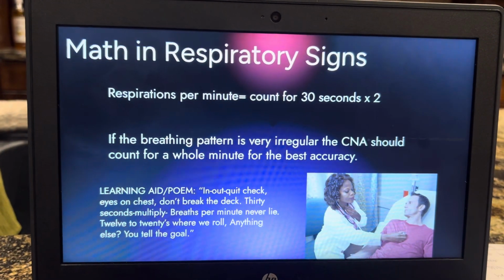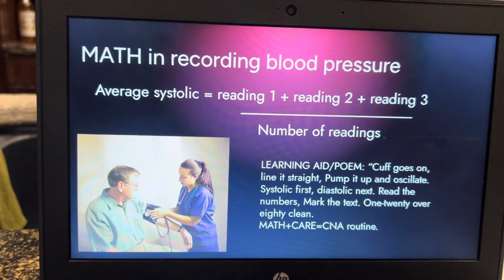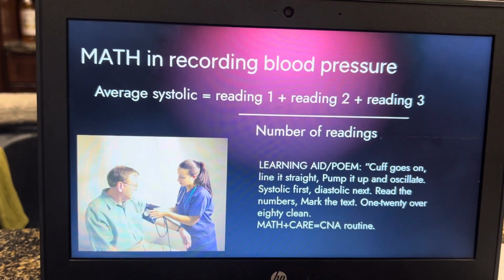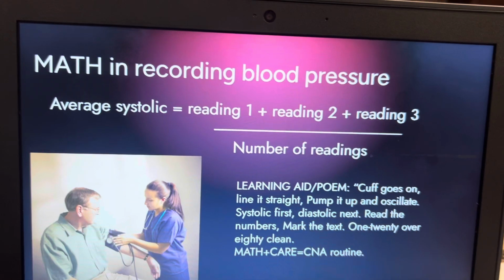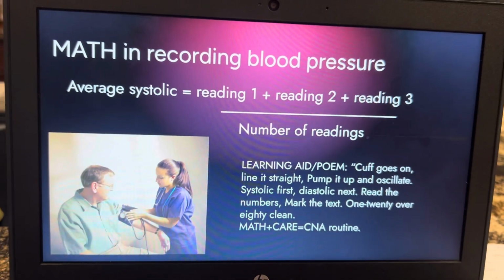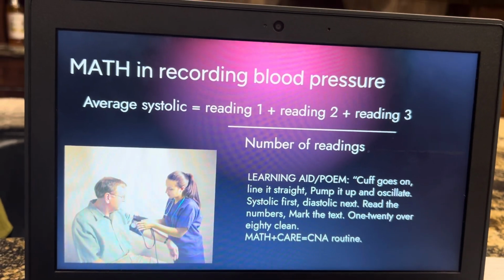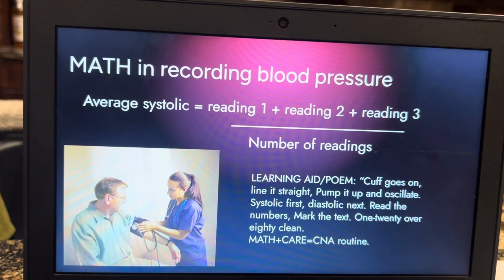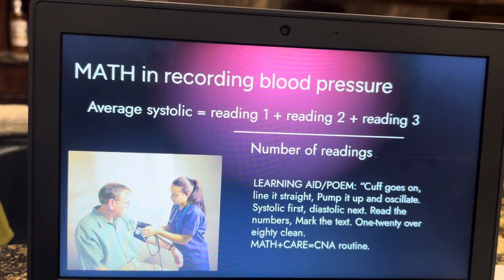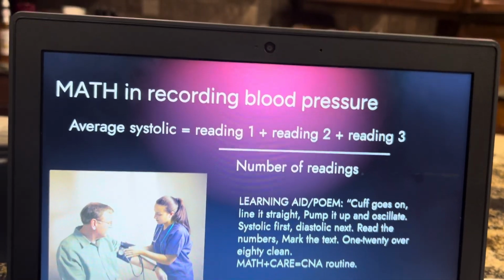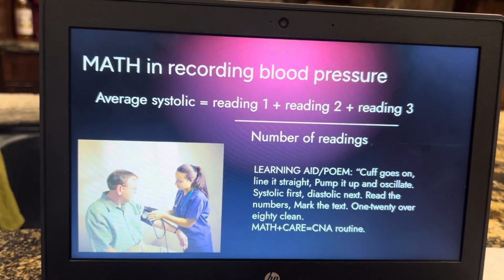For blood pressure, a CNA will use the blood pressure cuff and find that it's 128 over 76. They'll remember the learning aid said systolic first, diastolic next, and they'll compare mentally to the poem that says 120 over 80. So that's slightly elevated, and they can report it to the doctor.